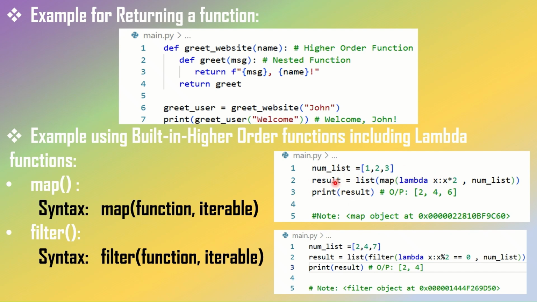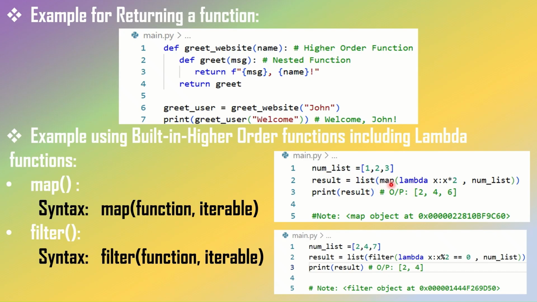The first example is demonstrated using the map function. I have declared a list named num_list, holding the elements 1, 2, 3. In the second line, I want to use the map built-in higher order function to iterate through each and every item in the iterable, process each item, and finally store the processed items into a list.